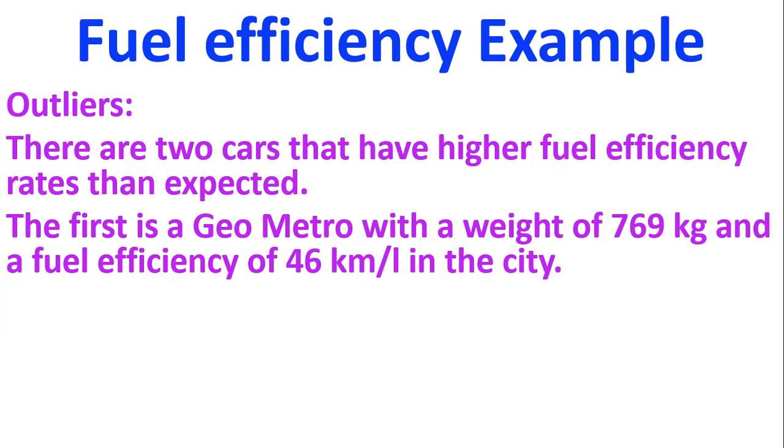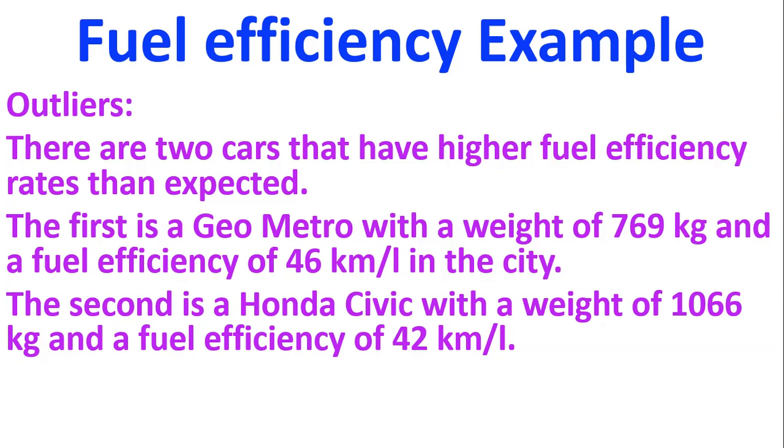And this is when I go and look in the data set and find point number 49 and point number 67, and I find that one of those points is a Geo Metro, that's a type of car, and has a weight of 769 kilograms and a fuel efficiency of 46 kilometres per litre in the city. Then I found my second point, and that's a Honda Civic that has a weight of 1,066 kilograms and a fuel efficiency of 42 kilometres per litre. So I've identified those particular points.